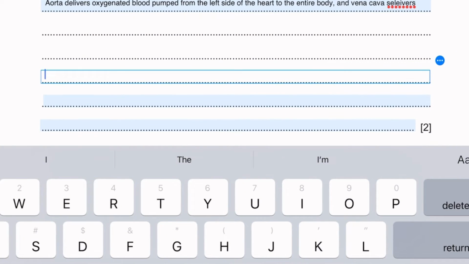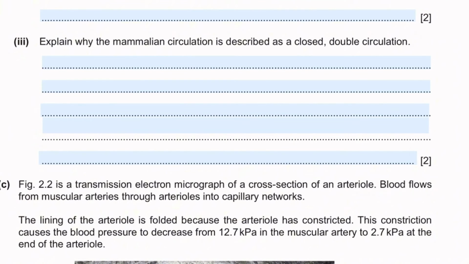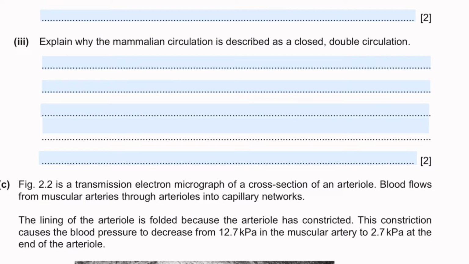Pulmonary artery to the lungs, where it gets oxygenated again. Okay, moving on. Explain why the mammalian circulation is described as closed double circulation. It's described as closed because it's all inside the blood vessels. The blood does not leave the blood vessels. And double circulation because the blood passes through the heart twice in one complete circuit.